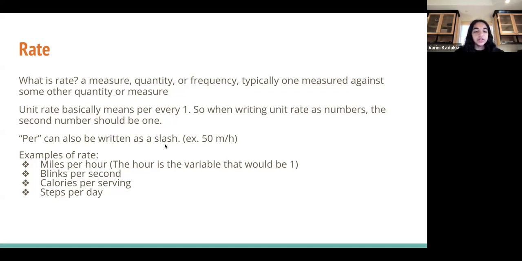If you've ever driven in a car, you know it goes in miles per hour. That's a rate. It's how many miles it covers in 1 hour. So that's an example of a unit rate as well. And then there's blinks per second, calories per serving, steps per day. You notice that for blinks per second, calories, servings, and day, it's all singular. There's only one of them. So these are all unit rates.